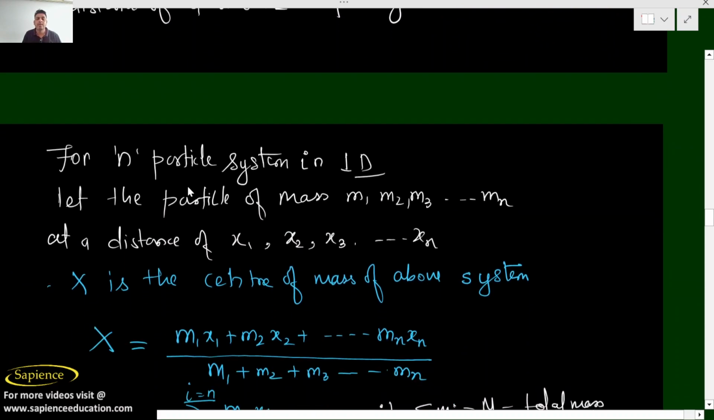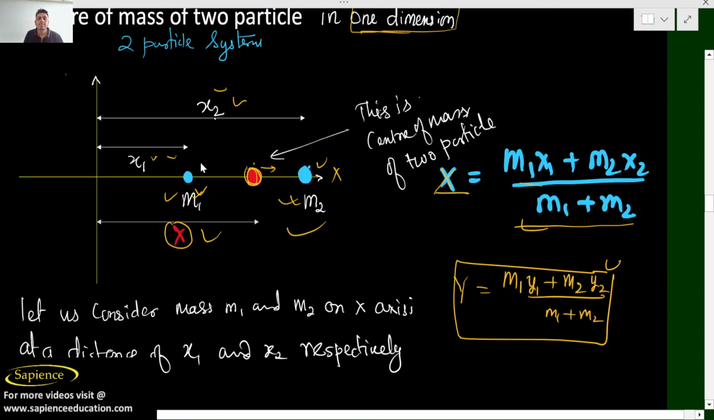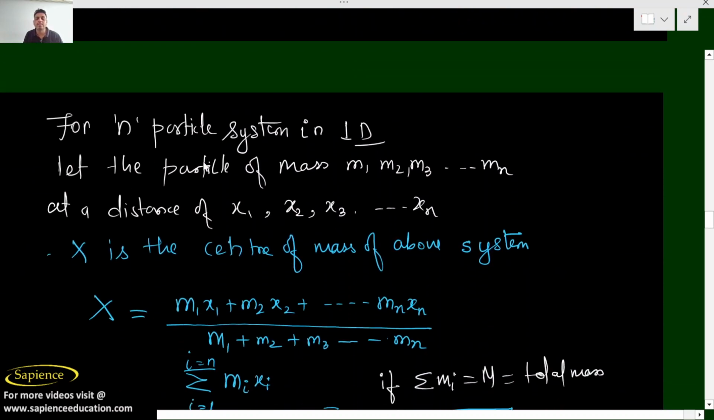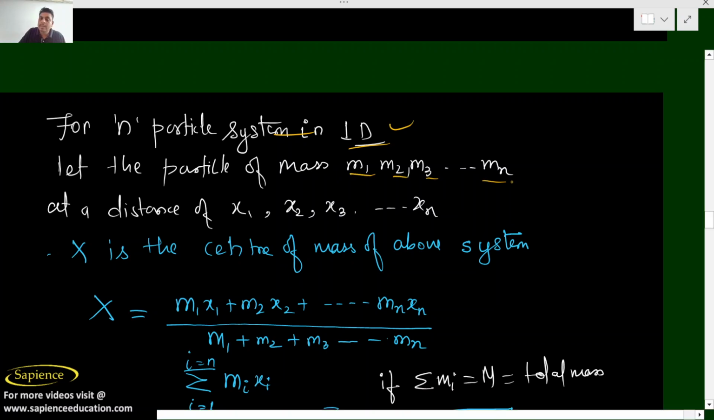So let us consider n particles. I have given only two particles just now, but practically you will not get only two particles in real life. There will be numerous n particles. So for n particles of a system in one dimension, we are confined here to only one dimension, that is, we will use only the x-axis. Let the particles have masses m1, m2, m3 up to mn, at distances x1, x2, x3 up to xn. Let x be the center of mass of this whole system of numerous particles.